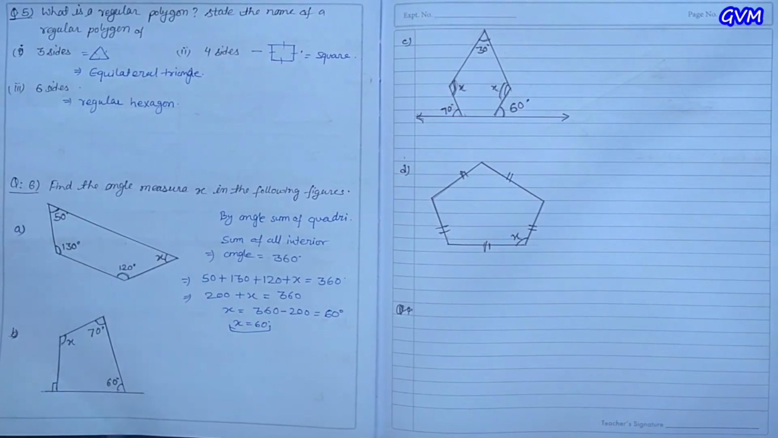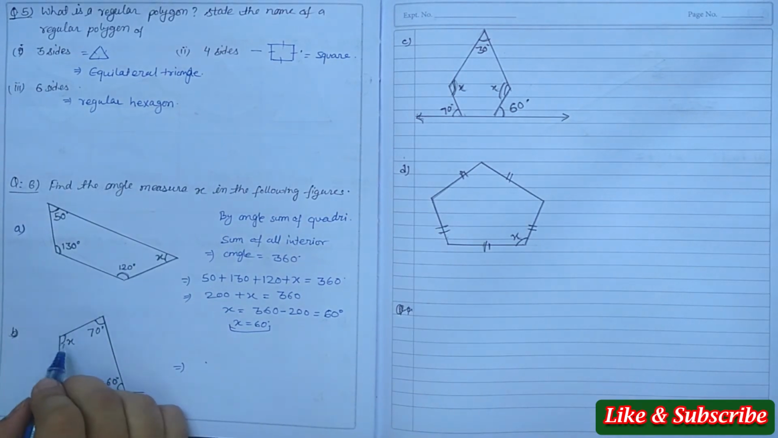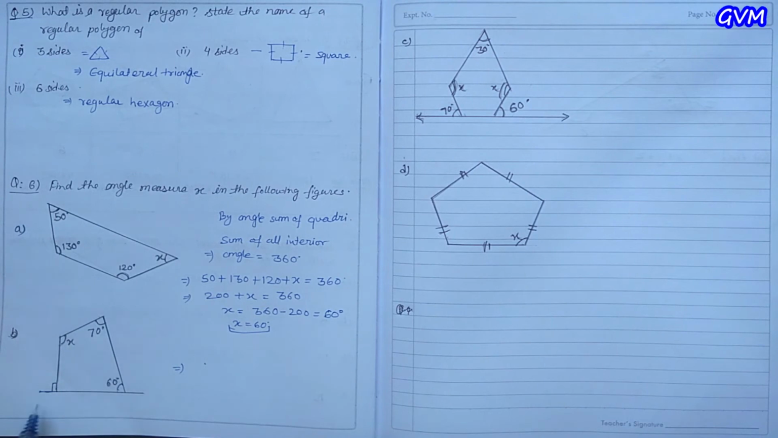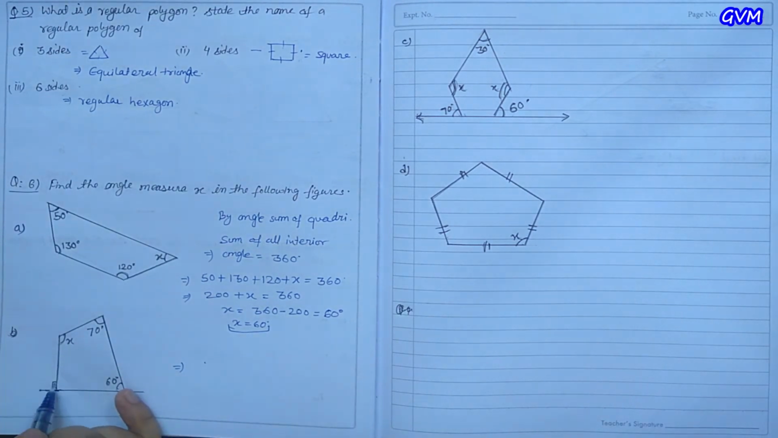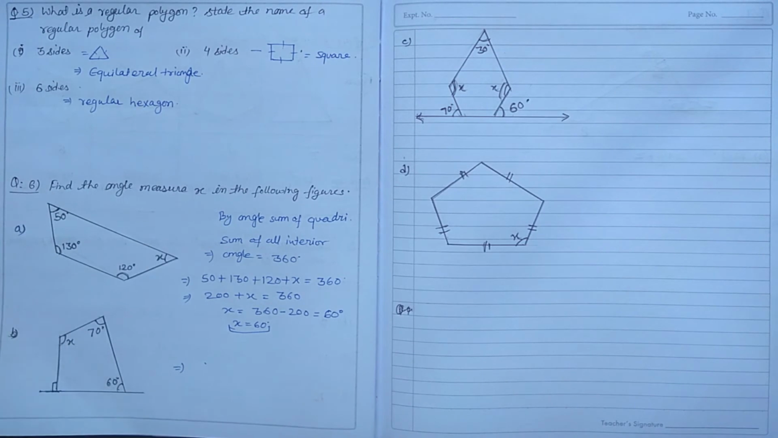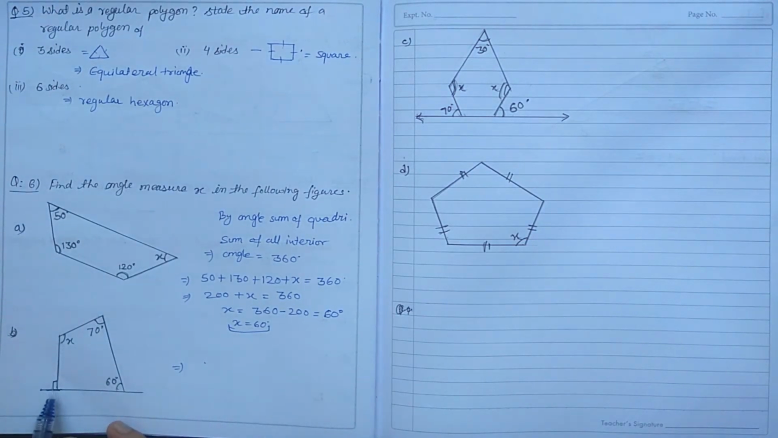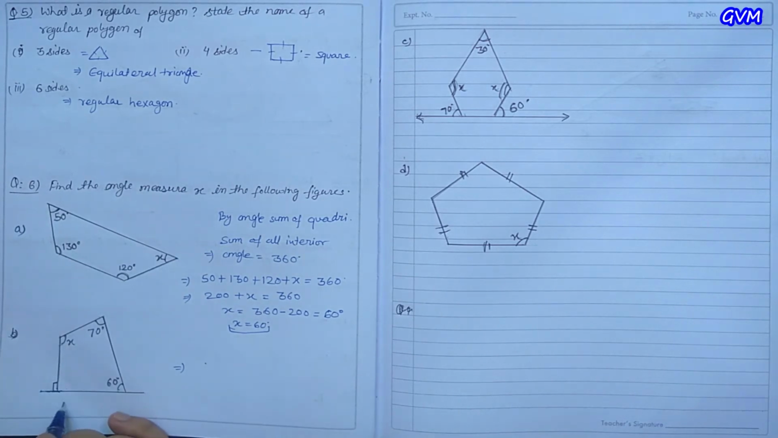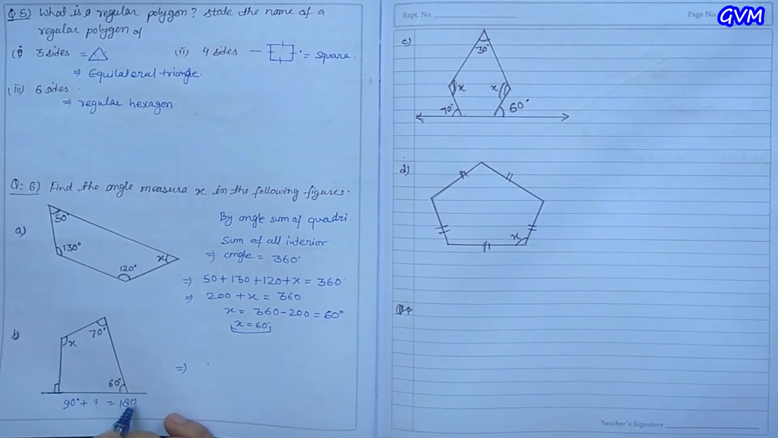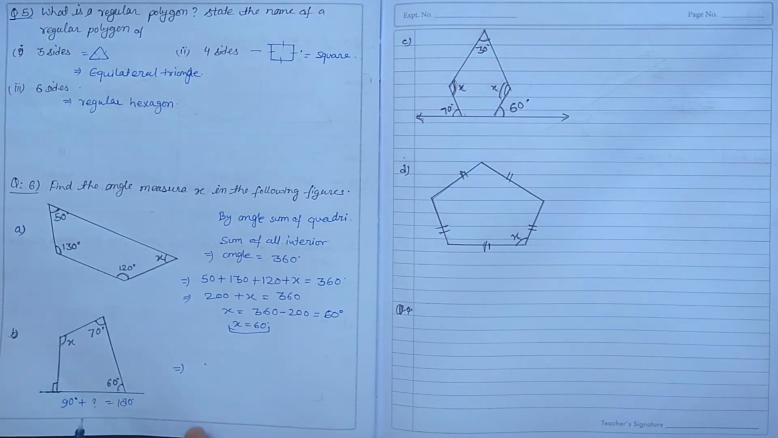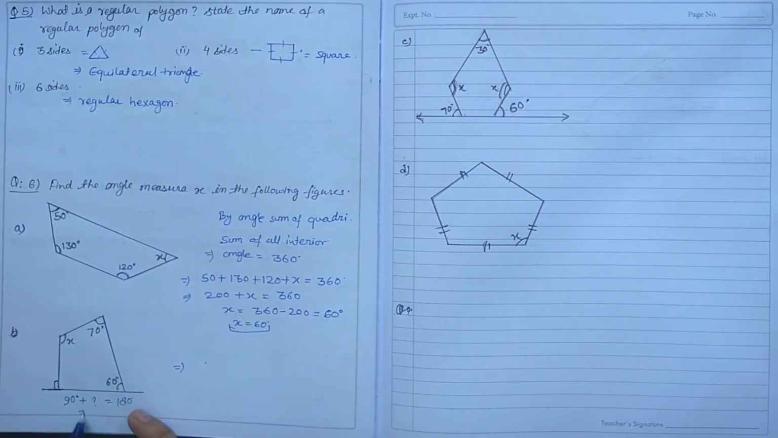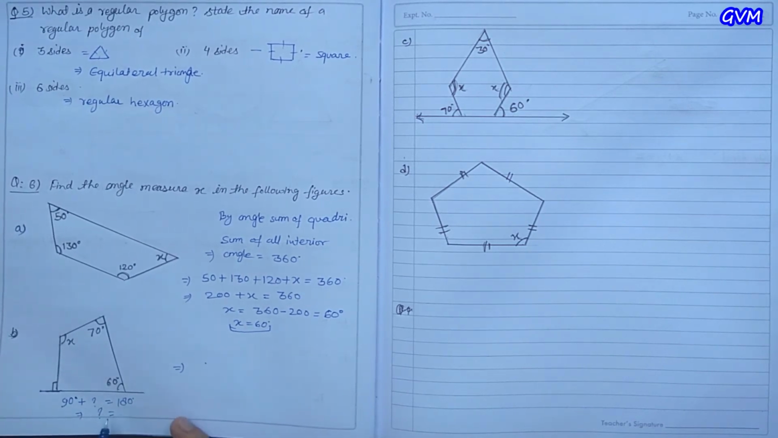Similarly, in part B we have the angle x, second 70 degrees, and third angle 60 degrees, and here the exterior angle is given, that is 90 degrees, and we have to find this angle. Because these two angles form a linear pair, 90 degrees plus a question mark is equal to 180 degrees, because a linear pair is 180 degrees. So the question mark is 180 minus 90, which is equal to 90 degrees. That means this angle is 90 degrees.